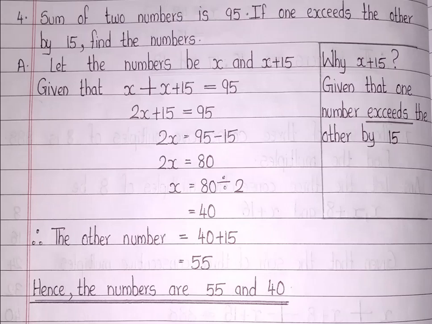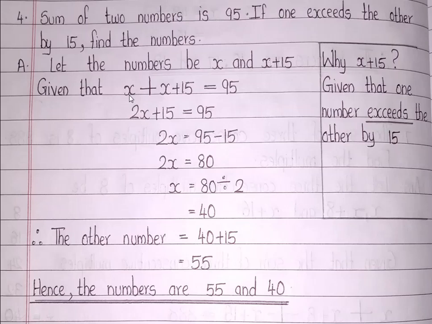Next one. Sum of two numbers is 95. If one exceeds the other by 15, find the numbers. You have two numbers. When you add the two numbers, you are getting 95. If one exceeds the other by 15, what is given to you? If one number is x, the other number will be x plus 15. Why? Given that one number exceeds, it means add x plus 15.